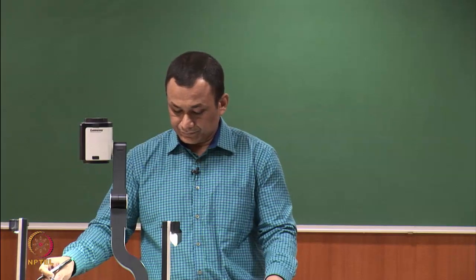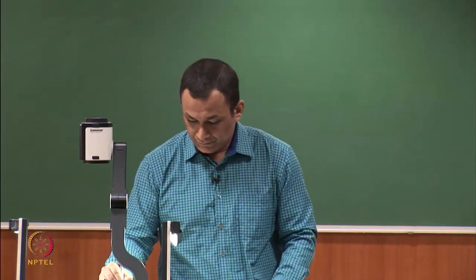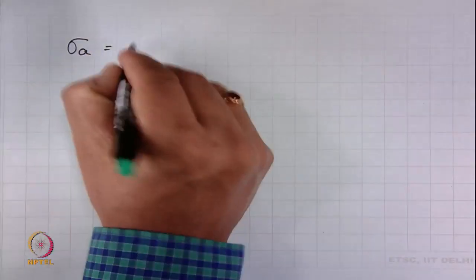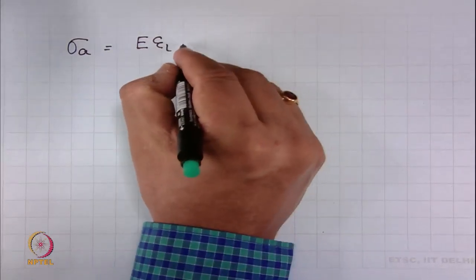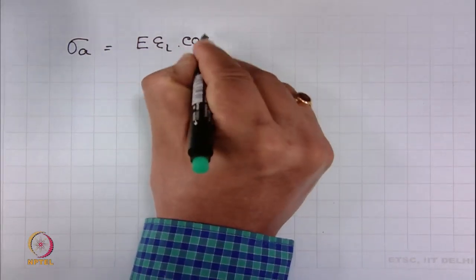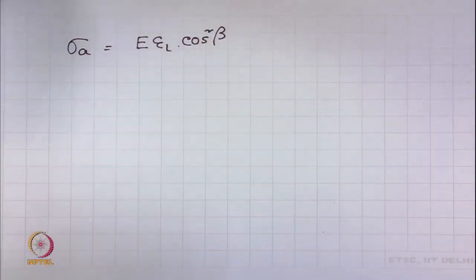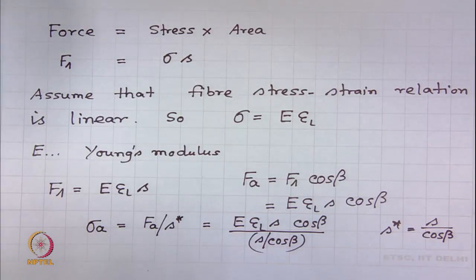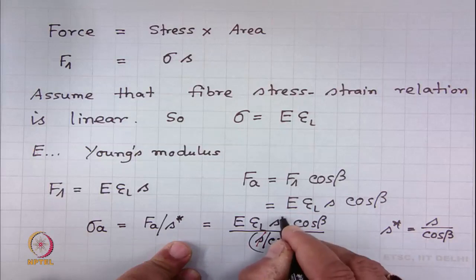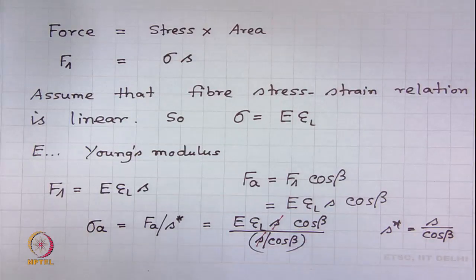becomes E epsilon L cos square beta, because you see here this S and this S cancel out. So, sigma subscript A is equal to E, Young's modulus, epsilon L, fiber strain, into cos square beta, where beta is the twist angle.